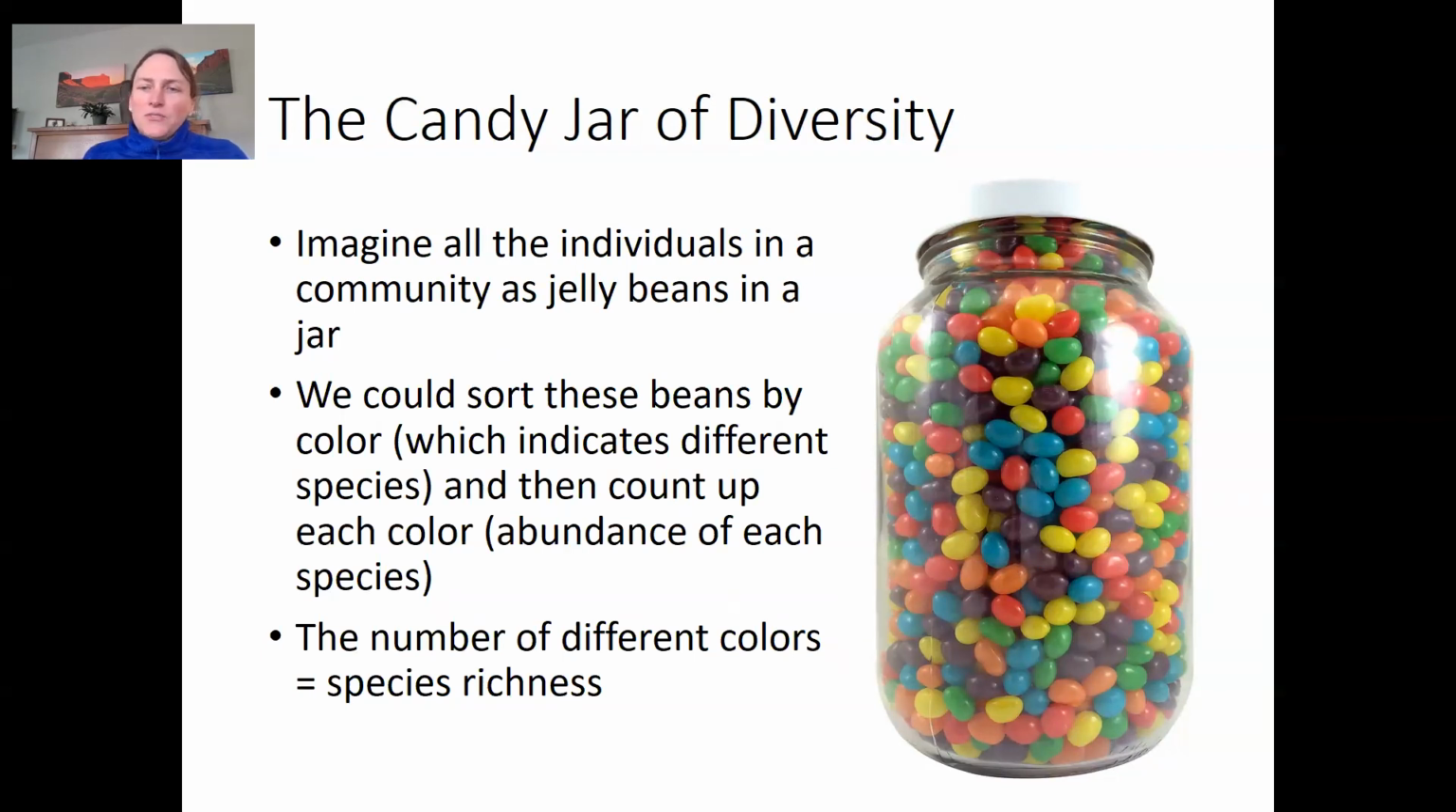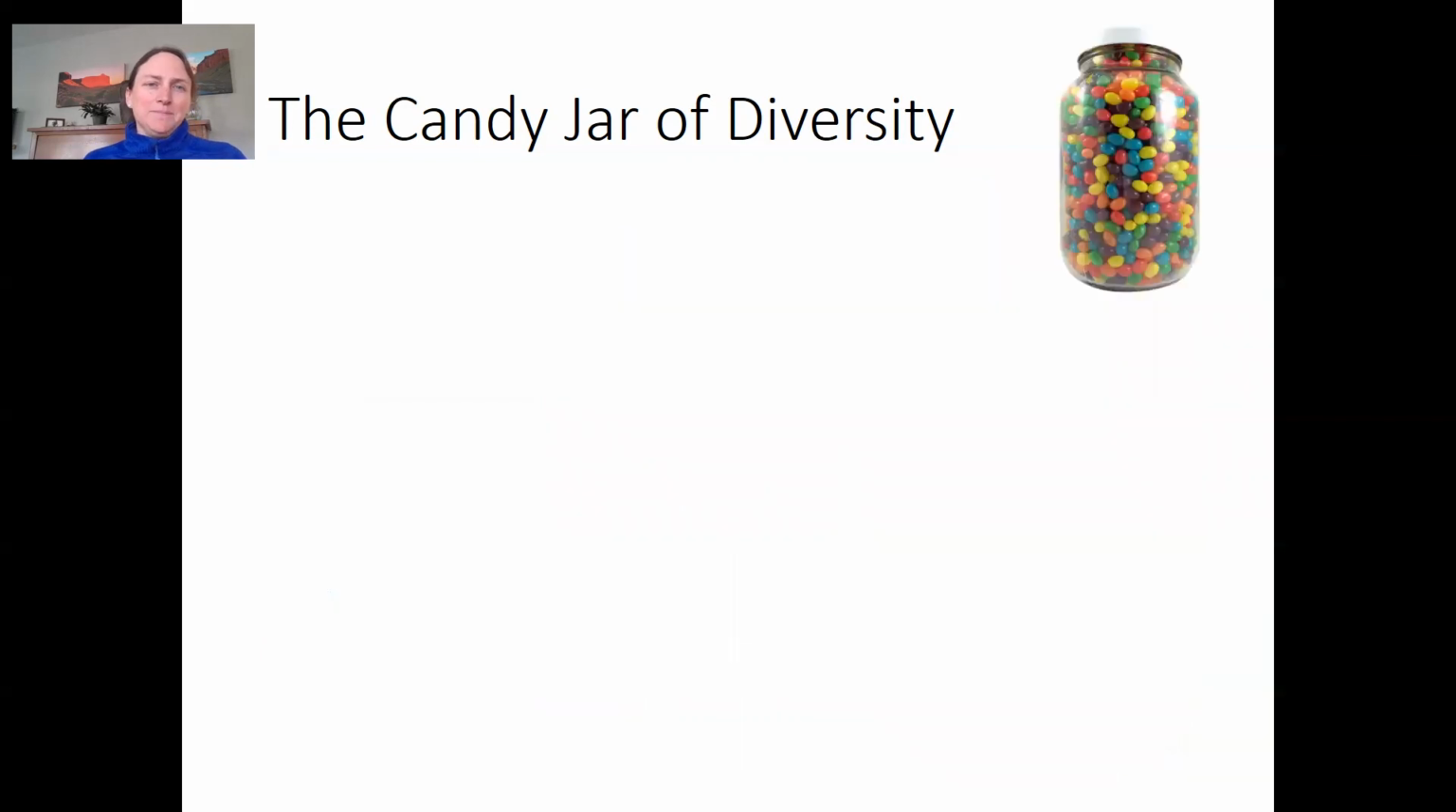Now, what if there are some really weird colors or flavors hiding in the middle of the jar, but there's only one or two? Those would be rare species in your jar, right? And so we have to take into account that when we're sampling from this jelly bean jar of diversity, we might be missing some really rare species. And so I'm going to talk about some ways to deal with that.